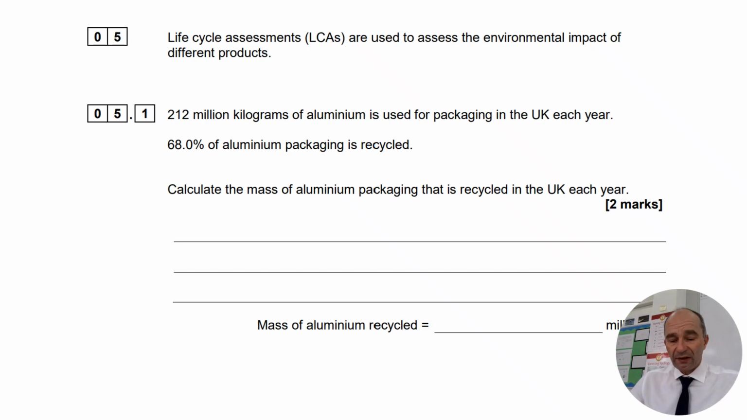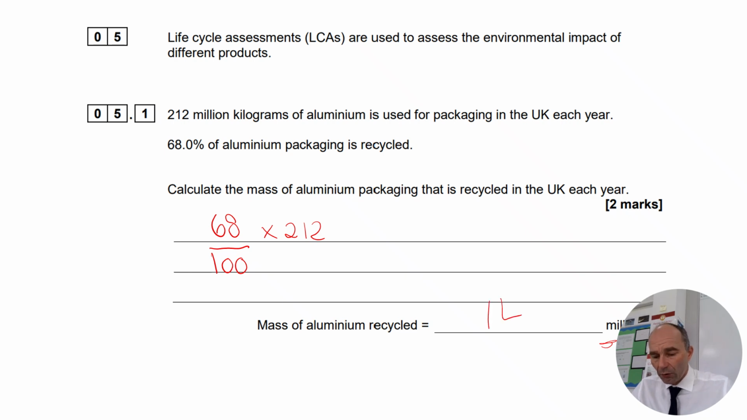We need to work out 68% of 212 million. Now the answer is being given in millions of kilograms. So all we need to do is we need to find 68%. Remember, percent comes from the French. Percent is 68 lots of 100 of 212. Put those numbers into your calculator and you're going to end up with 144 million kilograms. That's your answer. 2 nice straightforward marks. You get 1 mark for showing your working out, 2nd mark for the correct answer.